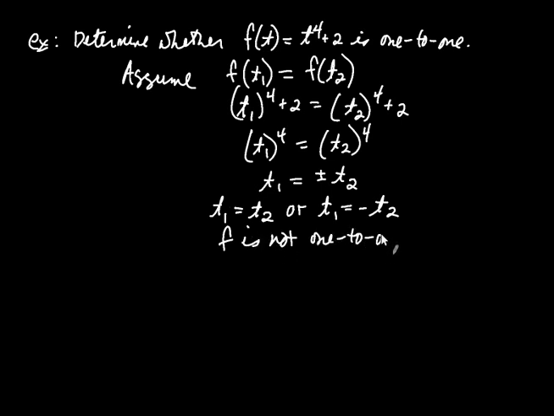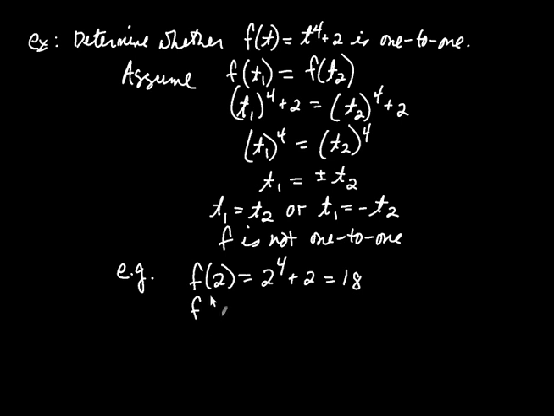In other words, just because the outputs were the same doesn't mean the inputs had to be the same. One could have been the negative of the other. And we can illustrate that with a specific example for this function. So for example, if you plug in f of 2, what do you get? Well, you get 2 to the fourth plus 2, and that's equal to 16 plus 2, which is 18.